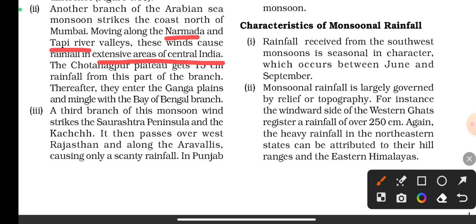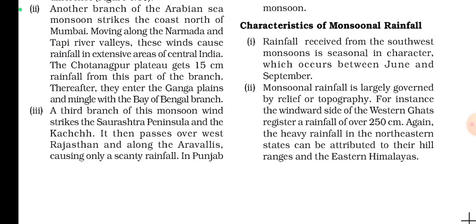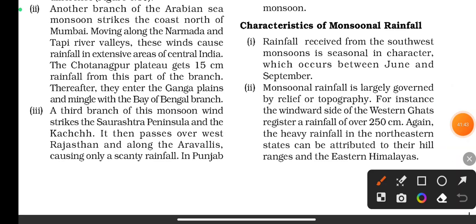The Chotanagpur plateau gets 15 centimeter rainfall from this part of the branch. Thereafter they enter the Ganga plains and mingle with Bay of Bengal branch.